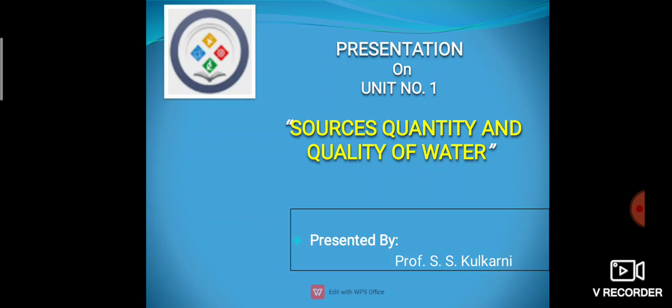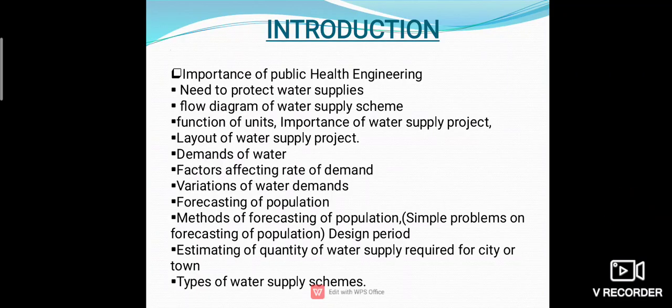Then after that variations of demand of water, as I told you already in our first session that there are different variations in demand of water, like seasonal variation, monthly, daily variation, hourly variation, that we are also going to learn in this session.